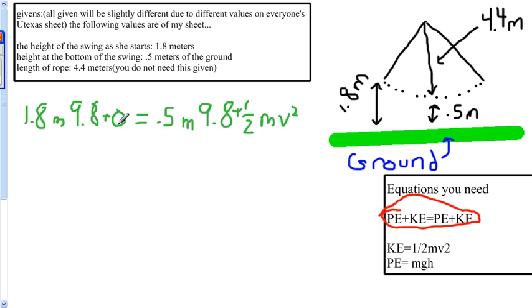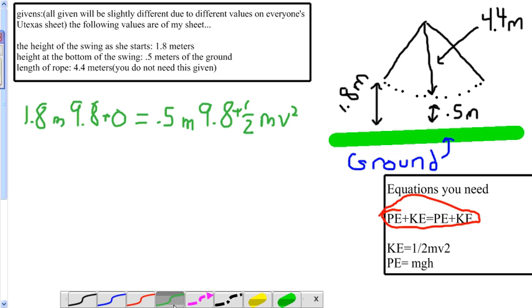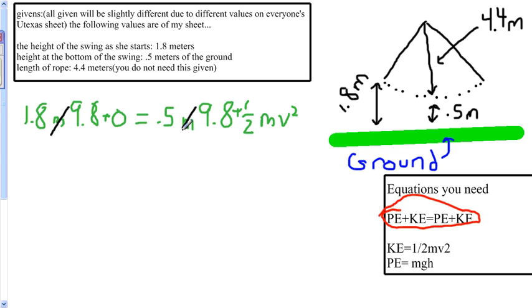Now, if you'll notice, every part of both sides contains an m. So we can cancel out the mass, and this is why you do not need the mass of the girl on the swing. Now what you're trying to solve for is the velocity at the bottom. So we're going to move all of this stuff around so we can solve for this v here.